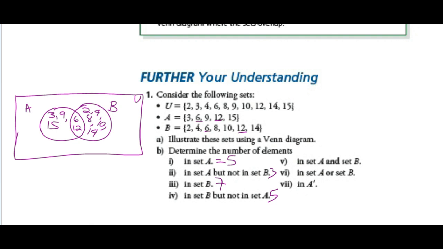How many are in set A and set B? Okay, and set A and B is 2, right? So they're in both sets.